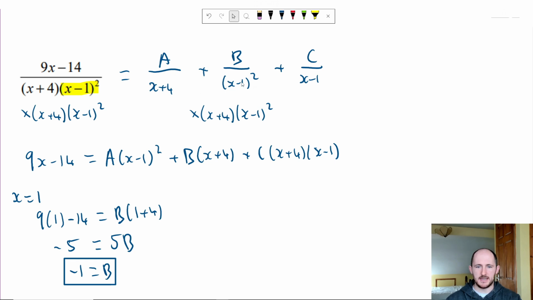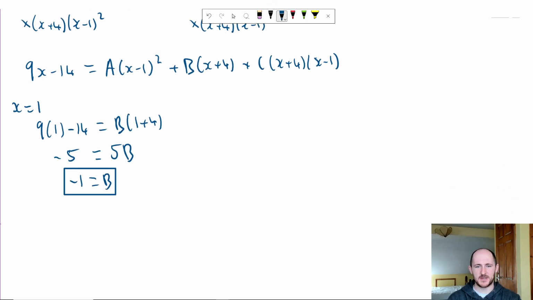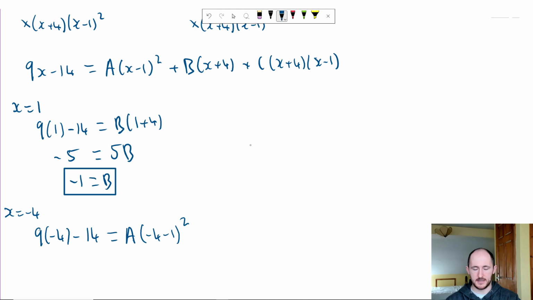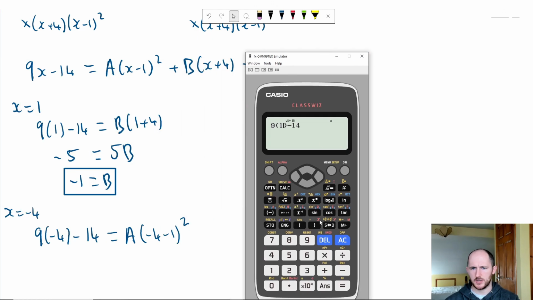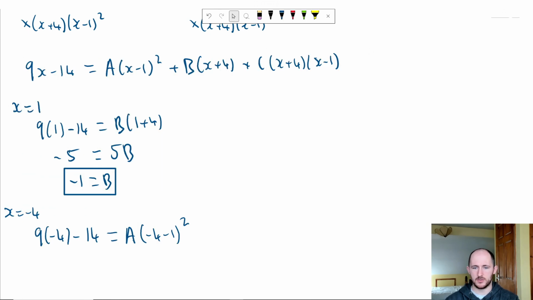The next bracket is x plus 4. Don't know why I missed that for a second. So I'm going to sub in x equals minus 4. And we get 9 minus 4 minus 14. Again, this is where I'll definitely use a calculator. And b and c will cancel, so we get a minus 4 minus 1 squared. Do not forget the squared. So here I'm going to change that to a minus 4 minus 50. Cool.